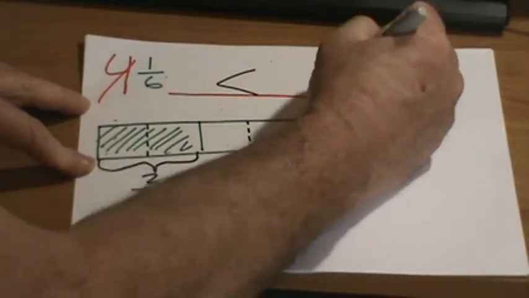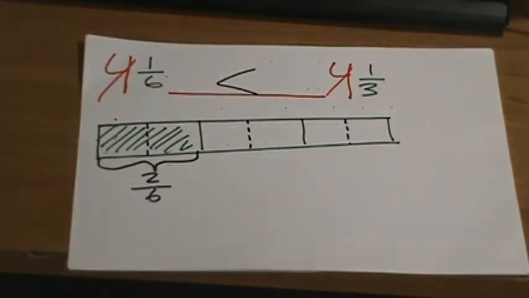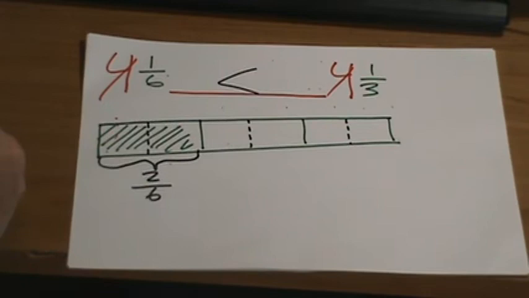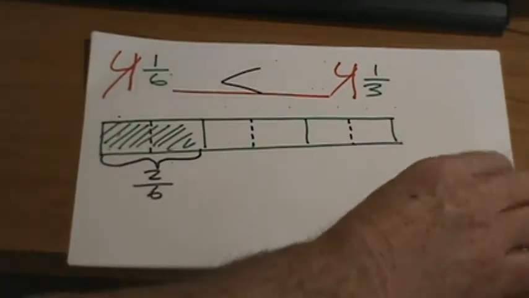And of course we know that the whole numbers here are equivalent. And there we have it. 4 and 1/3 is greater than 4 and 1/6. Because we turned this into a 6th, it became 4 and 2/6. Okay? Let's keep moving right along.